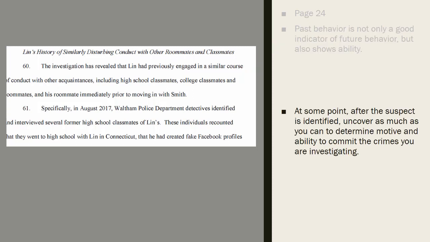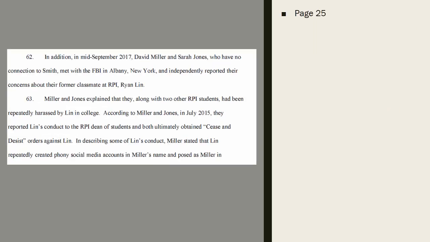So at some point, as soon as you can identify the suspect, or even a short list of suspects, start backgrounding the short list of suspects. You can potentially rule out some suspects, maybe some absolutely could not do it because they have no ability, capability, or motive based on your background of that suspect.